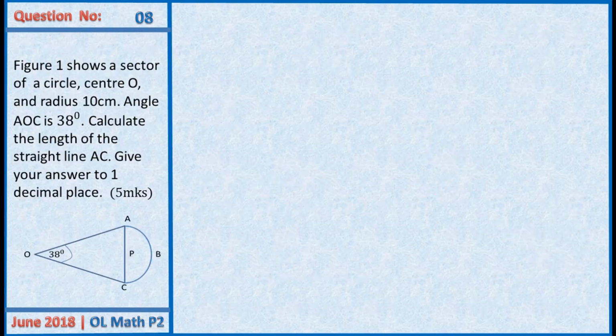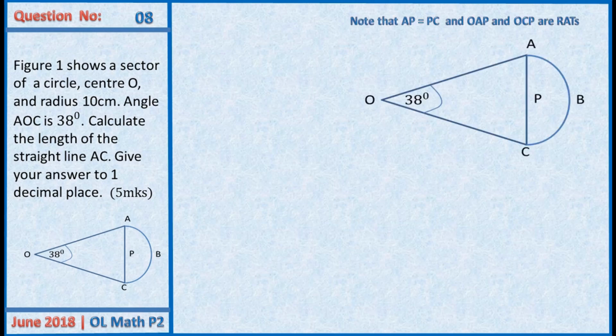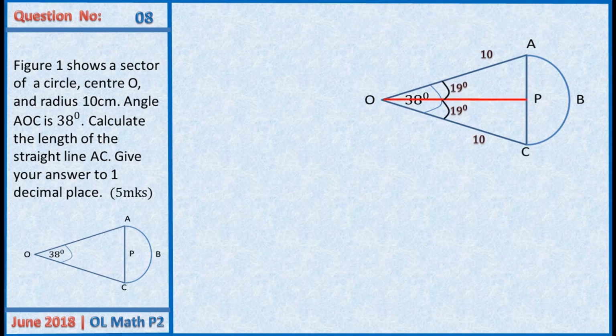Question 8. Figure 1 shows a sector of a circle with center at O and radius 10 centimeters. Angle AOC is 38 degrees, and calculate the length of the straight line AC, giving an answer to 1 decimal place. So observing this figure, we see that since OA and OC are the radii of the circle, then this is an isosceles triangle, and we can divide this angle 38 degrees to have 19 degrees and 19 degrees, having two right angle triangles there, and we observe that AP is half the distance AC.